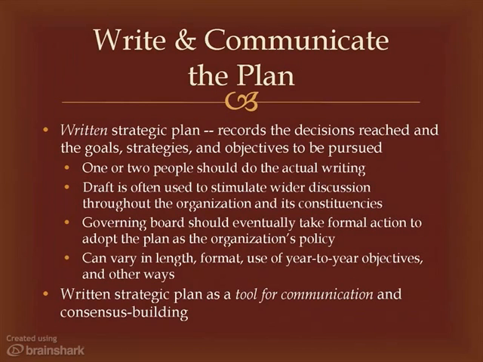Next is to write and communicate the strategic plan. Now this is a written plan. It records the decisions that have been reached, the goals, strategies, and the objectives the organization is going to pursue. It's best if 1 or 2 people do the actual writing for a cohesive document that flows. The draft is often used to stimulate wider discussion throughout the organization and its constituencies. The governing board should eventually take formal action to adopt the plan as the organization's policy.